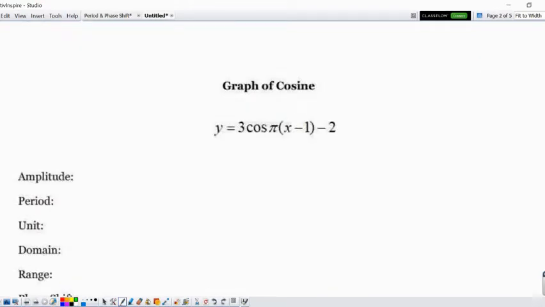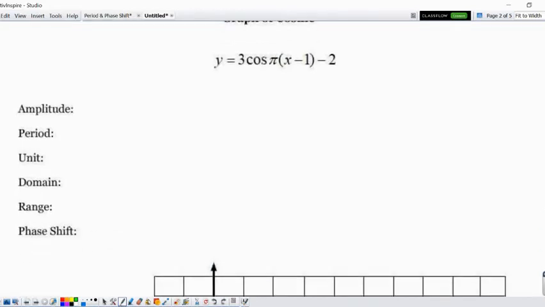So let's try the same thing with cosine. And you might notice something different here. We actually have a pi in the equation. Let's look at where that is. So we have an a value. Pi is our b value. Here's our c value. And here's our d value.